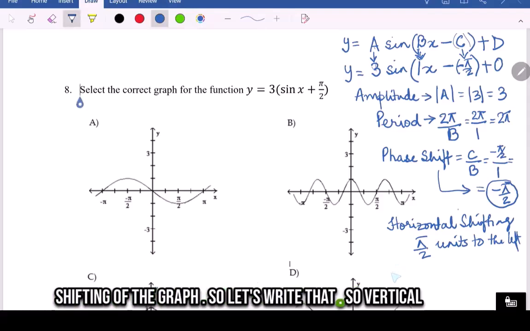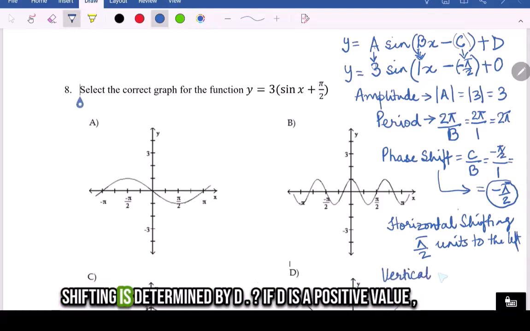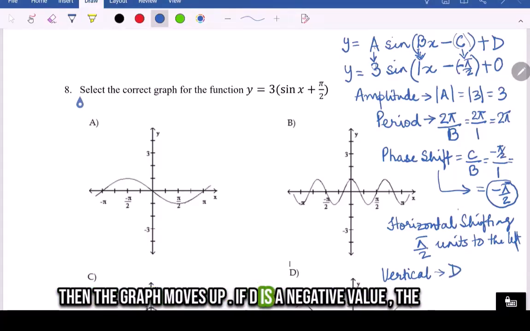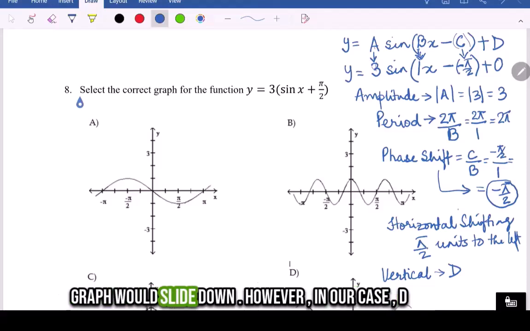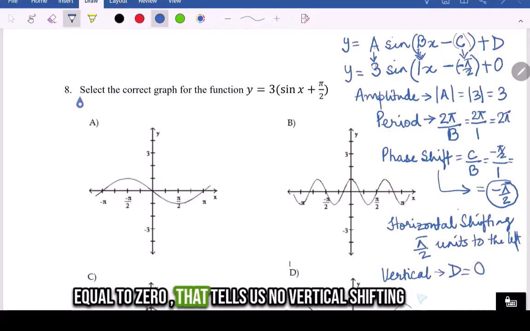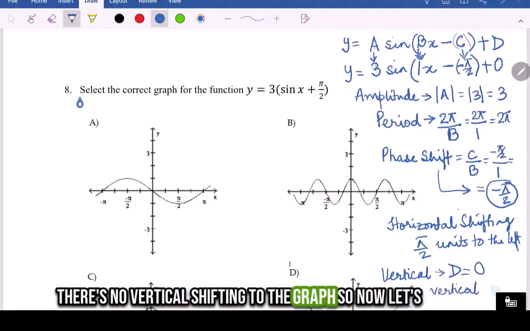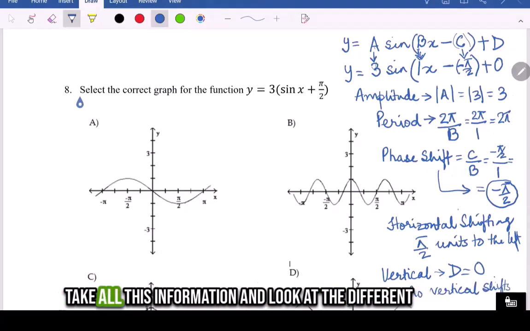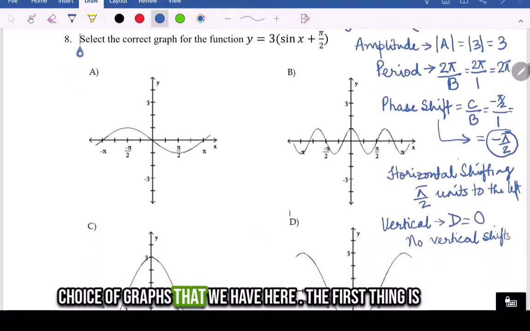So let's write that. Vertical shifting is determined by D. If D is a positive value, then the graph moves up. If D is a negative value, the graph would slide down. However, in our case, D equals 0, that tells us no vertical shift. There's no vertical shifting to the graph. So now let's take all this information and look at the different choices of graphs that we have here.